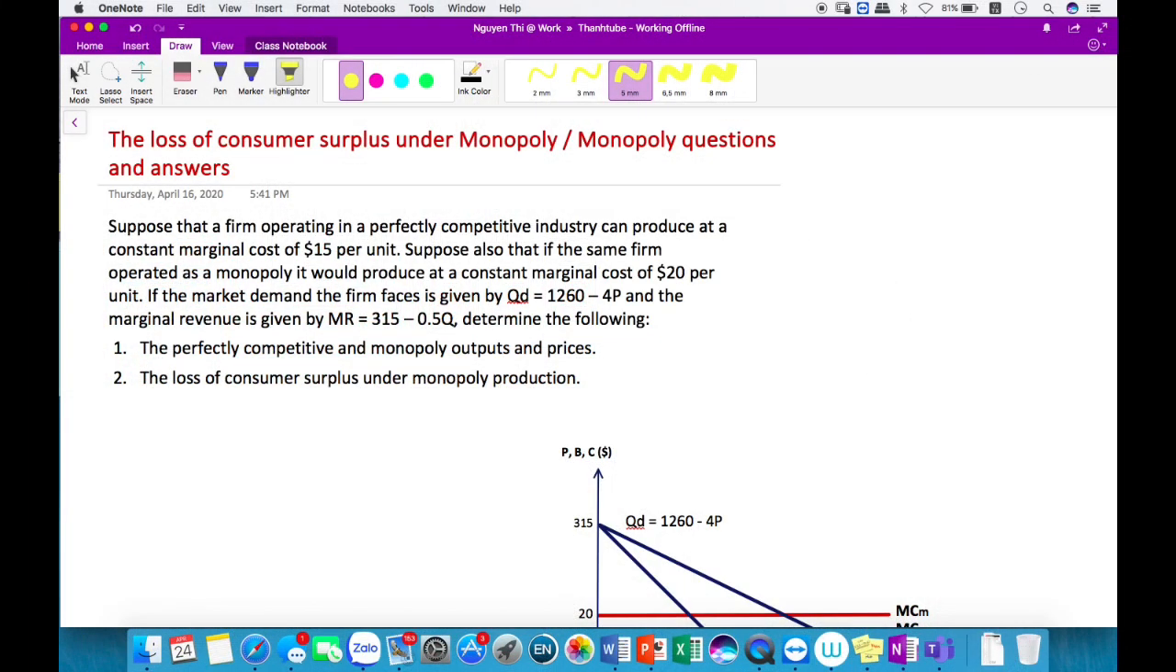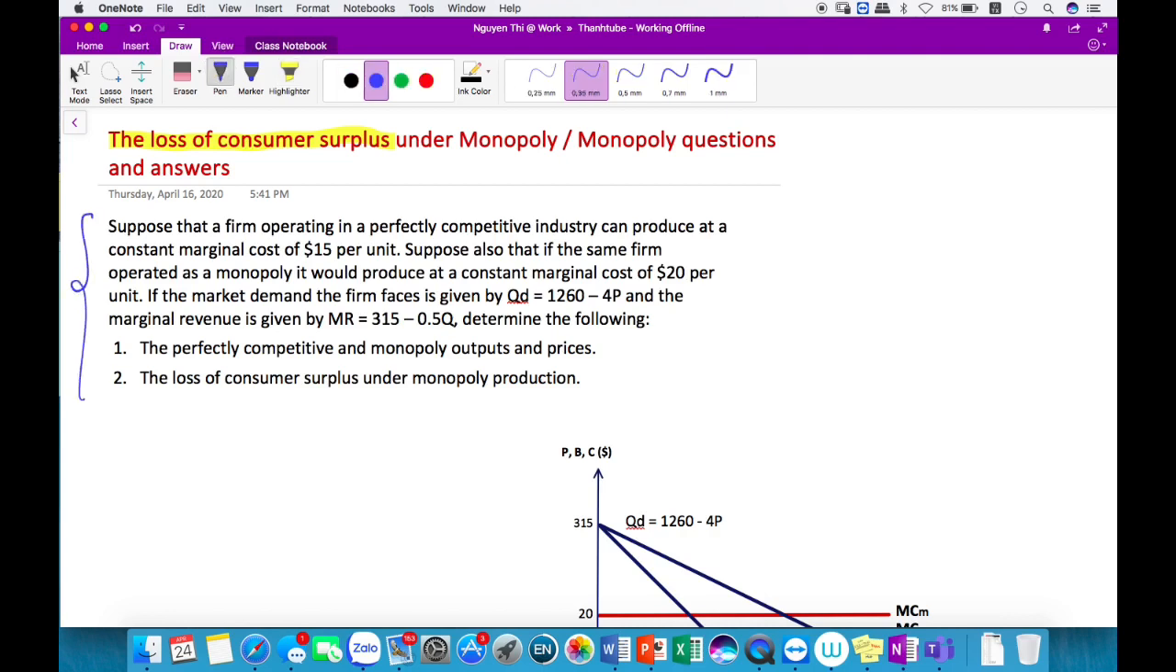Hi students, this is another video in our series of Monopoly question and answer that will show you how to determine the loss of consumer surplus under monopoly production. Alright, let's get started by reading this problem together.